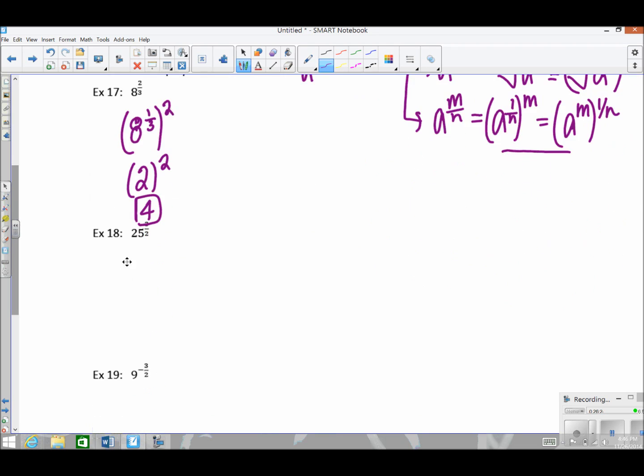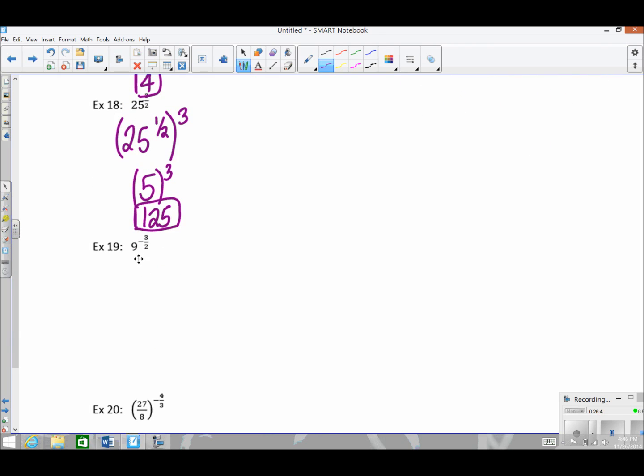Same with this example here. This says 25 to the 1/2 is the root, and it's raised to the third power. So if I want to take 25 to the 1/2, that's asking me for the square root of 25. So that's 5, and then raise it to the third power, you get 125.